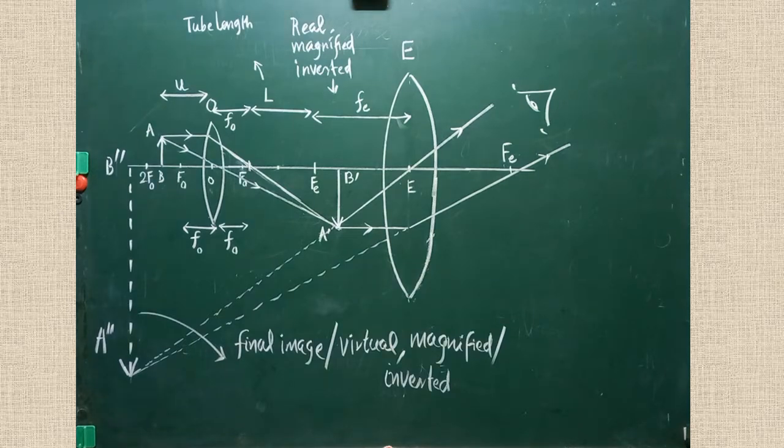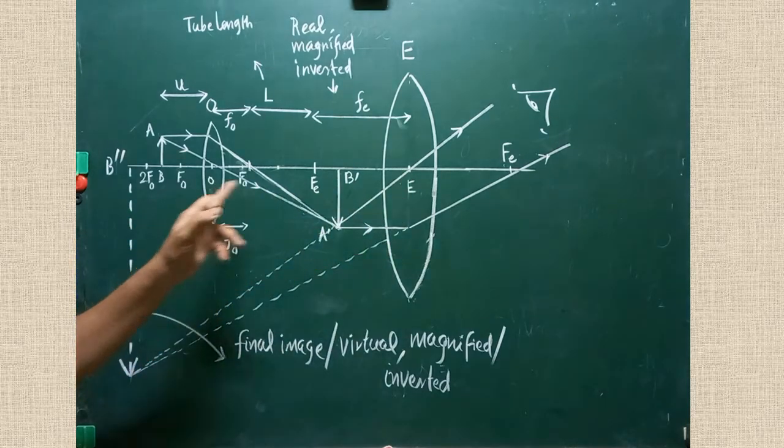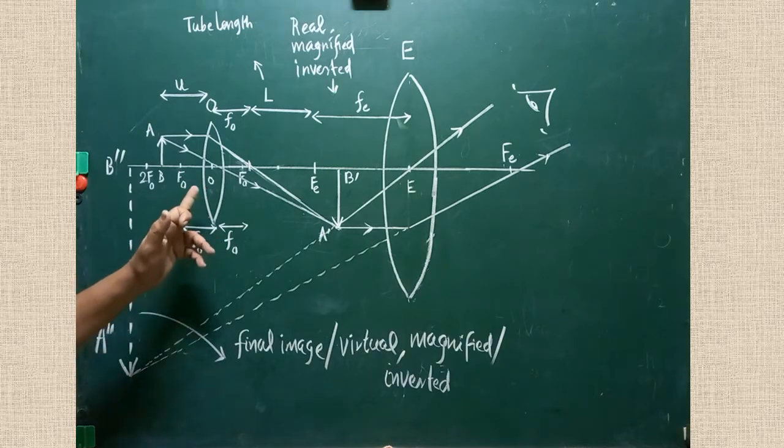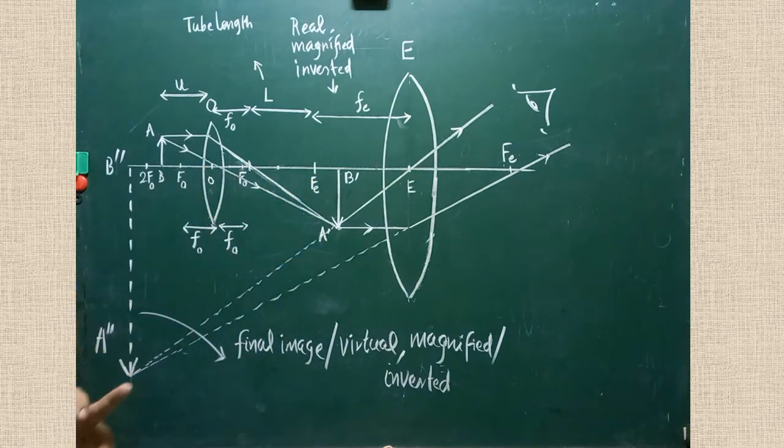Understood? Next, we are going to derive the expression for magnification of the compound microscope. Since two lenses are used and you are getting more magnification, this is called a compound microscope. Both the two lenses have to be fitted in the same coaxial tube. And the distance between the two lenses can be adjusted. With the help of a rack and pinion arrangement, we can adjust the distances. Okay.